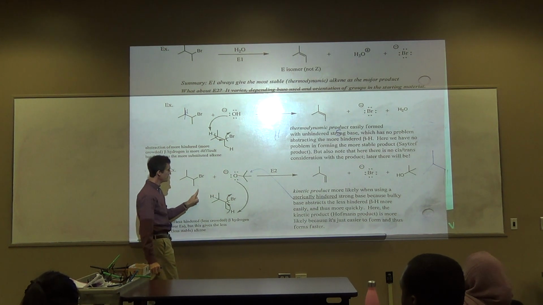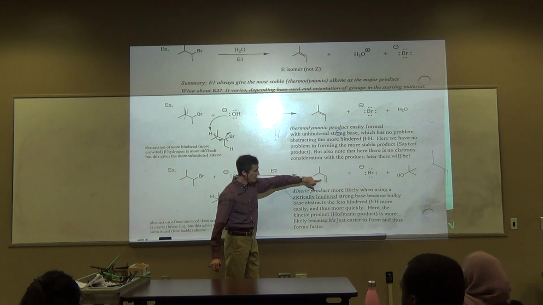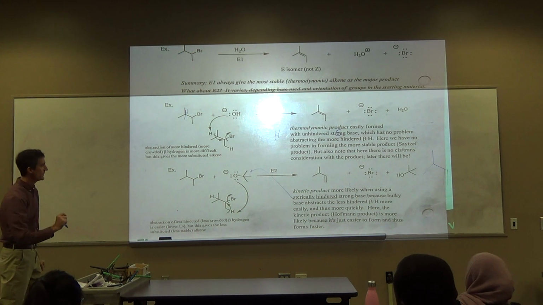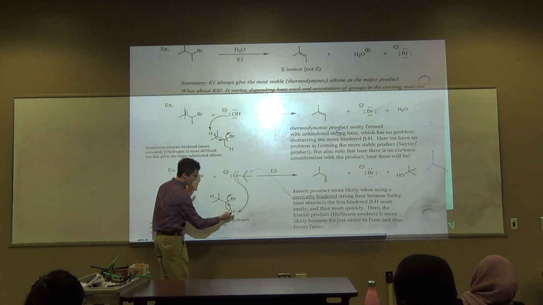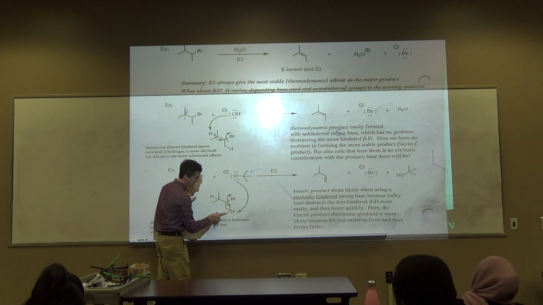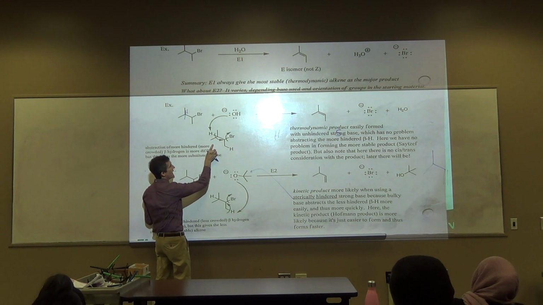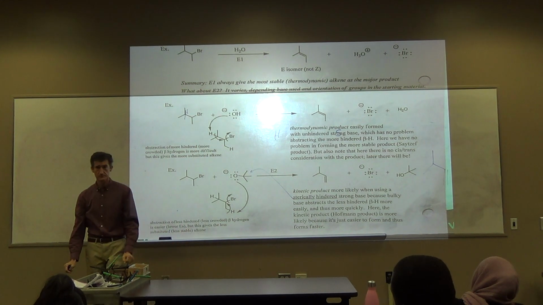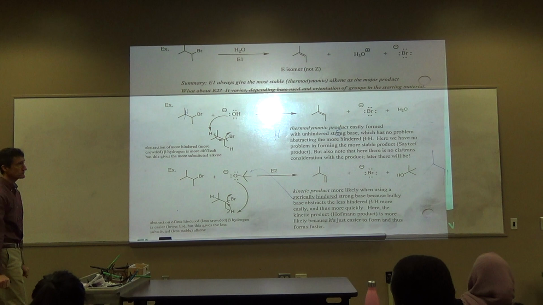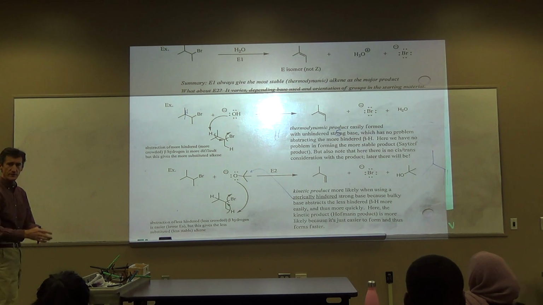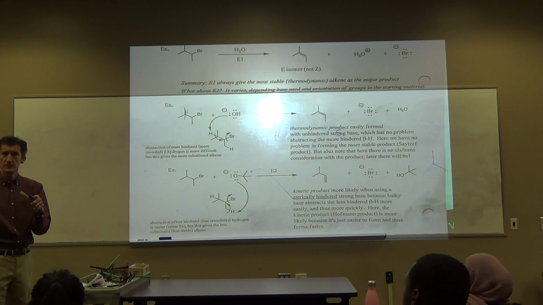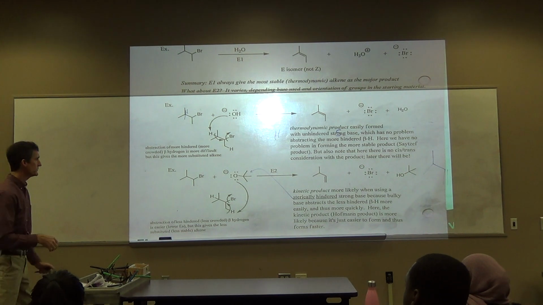If you use a sterically hindered base, you actually get the Hofmann product as the major product. Why? It all has to do with the H being more accessible. This H is more accessible. This one, if you actually look at it, is hidden between the two methyl groups. And you can look at that closer. So if I'm very hindered, which H am I going to be able to get better? The one that's more accessible.